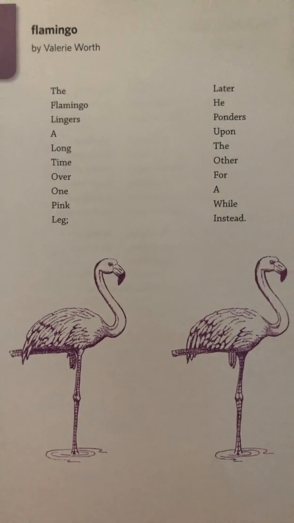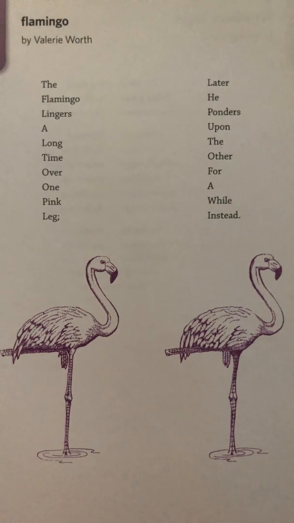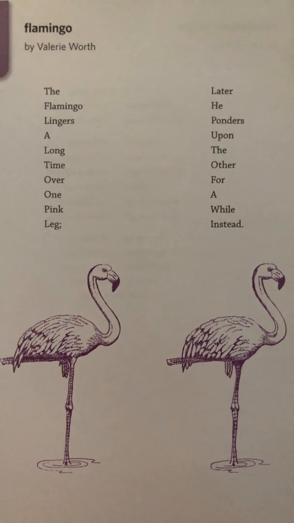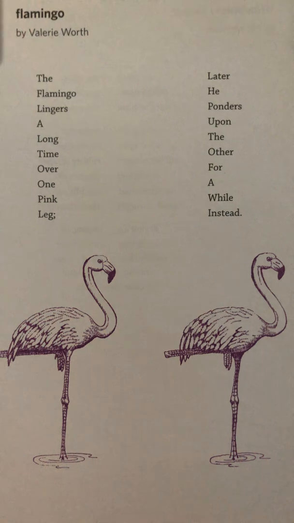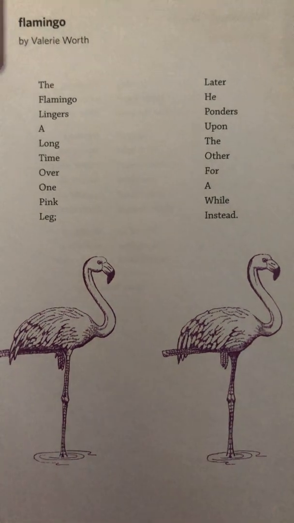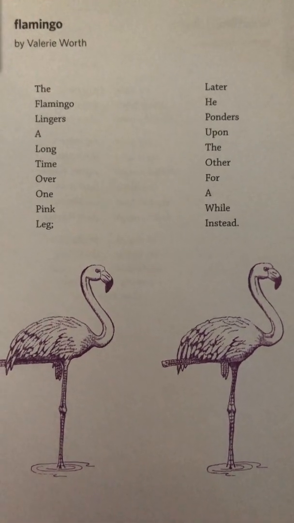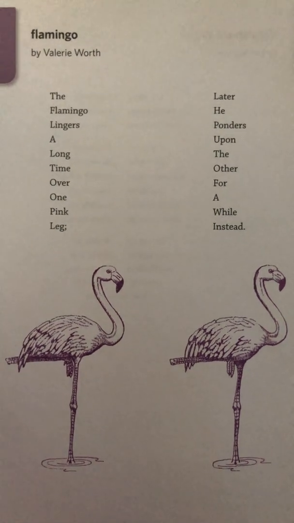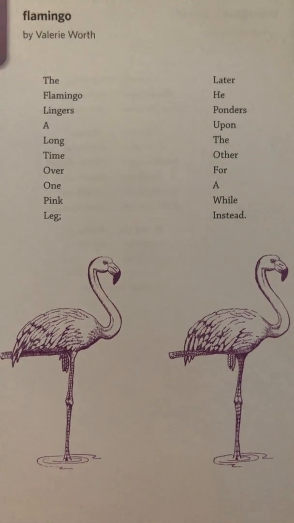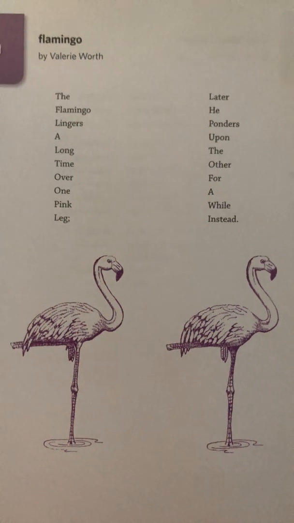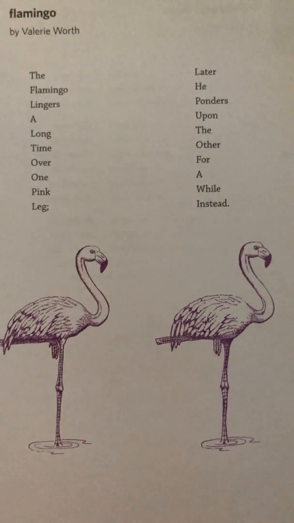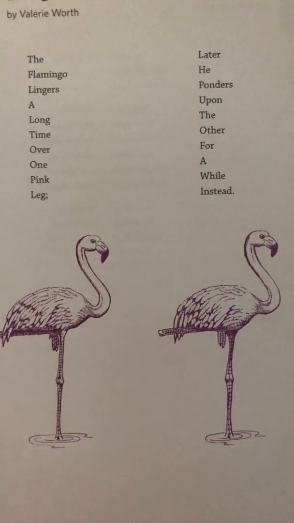So you might say, well, to help the reader imagine what the poem is about, right? It's talking about how the flamingo stands and lingers for a long time over one leg, and then later switches the leg, right? And so by writing the poem, the form of the poem, to represent the flamingo's leg, it helps the reader kind of imagine the words, right? So remember, poets think carefully about what their poems look like on the page, because the shape of a poem can help the reader understand what the poem is about.